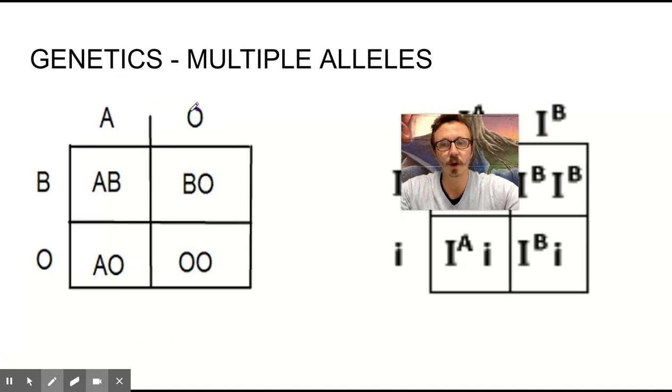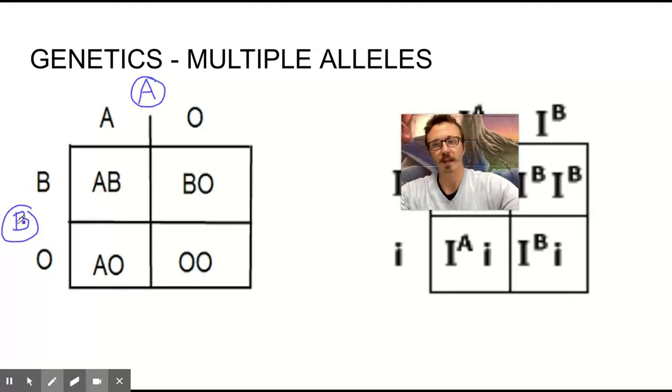Well, A would overpower O, so this person would have type A blood. This would be their blood type. And then this parent, same thing, the B overpowers the O, and this person has type B blood. Now, if someone has type A blood and they reproduce with someone with type B, what are the potential outcomes? Well, this individual right here would have type AB blood. So that would be type AB, a kind of mix of both parents.